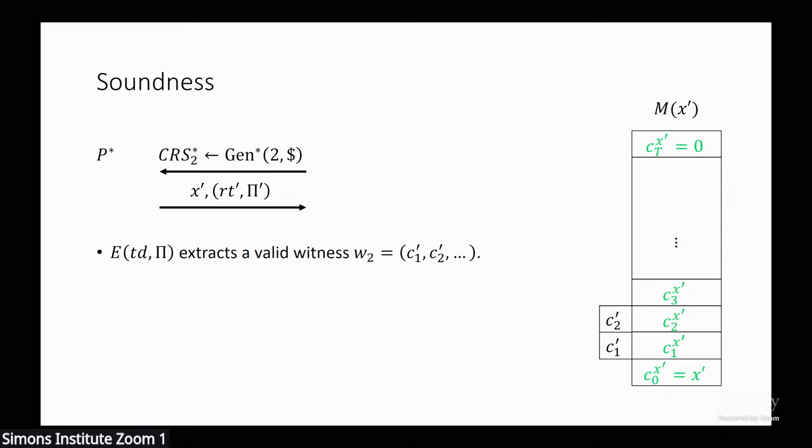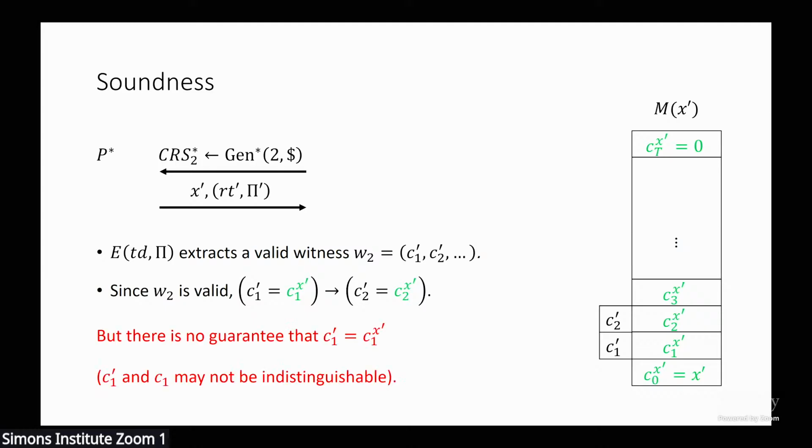This time the witness contains a pair of configurations, C1 prime, C2 prime. And what do we know? We know that this is a valid witness. So if C1 is correct, C2 has to be correct as well. The problem is that now we really have no way of arguing that C1 is correct. So before we were extracting C0, we used it to argue that C1 is correct. Now we cannot do it anymore.